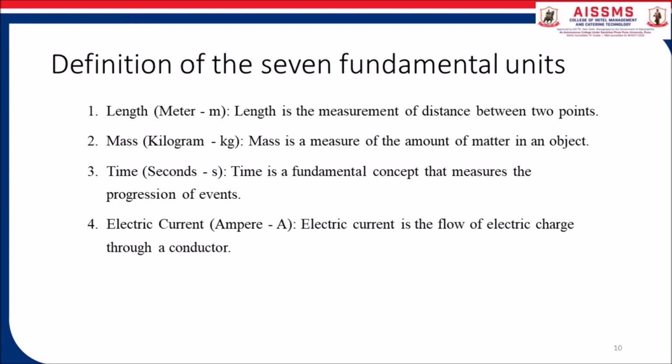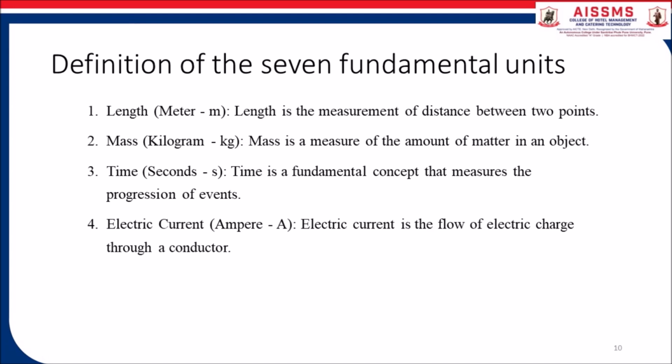The next SI unit, or fundamental unit, is mass, which has the kilogram as the SI unit with kg. Mass is a measure of the amount of matter in an object. It is distinct from weight, which is the force exerted on an object due to the gravity of the earth. The kilogram is defined as the mass of the international prototype of the kilogram, a platinum iridium cylinder kept at the International Bureau of Weights and Measures.